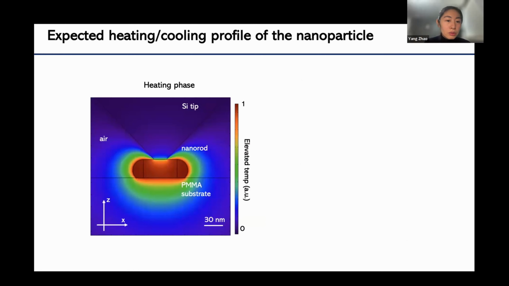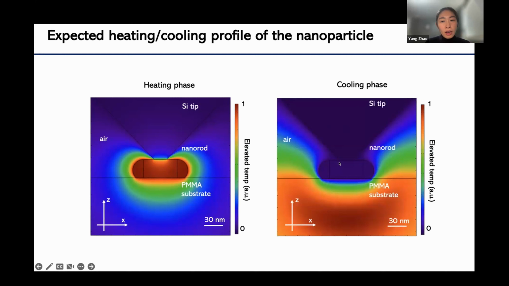So this is a simulation we predicted of the light coming in, and this is a gold nanoparticle. During the heating phase, you should see the gold particle heating up while all the heat is still confined, or roughly confined, in the particle without propagating out. During the cooling phase, of course, this is just a snapshot, your particle is going to cool down first, and most of the heat is going to propagate to the substrate. In this case, we have a PMMA substrate, so the heat propagates preferentially into the PMMA substrate, then going to the air.